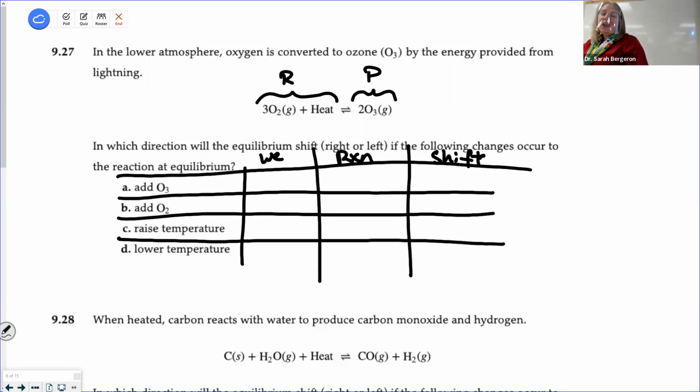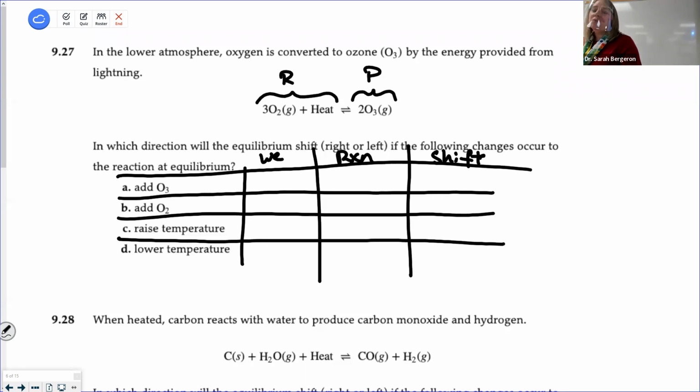Okay, so let's look at A. We add O3. O3 is ozone. So this happens in the atmosphere where you have just atmospheric oxygen, O2, that gets struck by lightning, which provides a heat source, which converts to ozone, right? And ozone protects us from UV radiation. Y'all know about the ozone hole and all that? Yeah, okay.